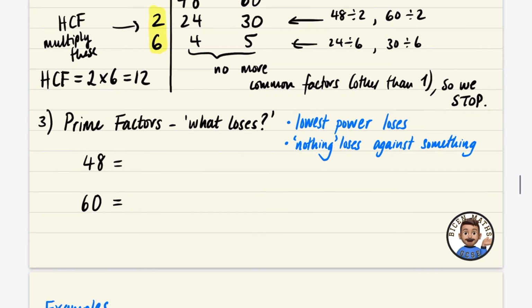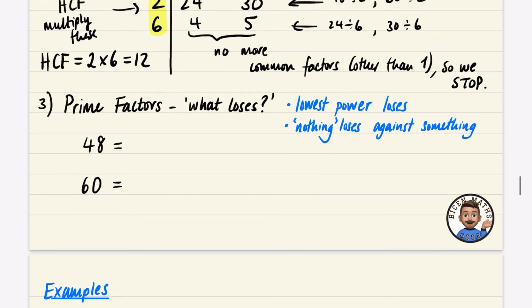So let's have a look at this one that we've got here. We've got prime factors. This one, it's what loses. Okay, so let's see if we can do this one. I'm going to explain this in just a second. The first thing that you need to do is to find the prime factor decomposition. You want to express it as a product of prime factors. And this is where maybe part A of the question has got you to do this already, and then it says what is the highest common factor.